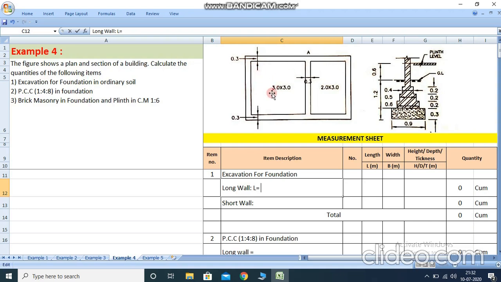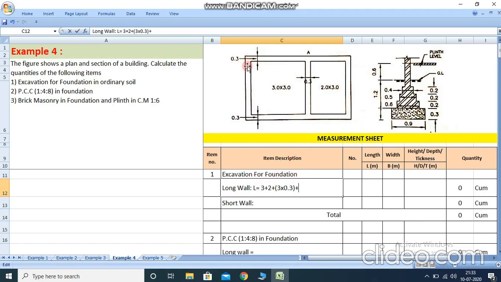First we take the dimension: 3 meter is the length of one room and the other room length is 2 meter. So we write 3 plus 2, clear, plus here 3 walls are given, and the thickness is 0.3. See this cursor, 1, 2 and 3. Three wall thicknesses are given. So we write 3 multiplied by 0.3, okay, plus, we include here the excavation that is done for a foundation.